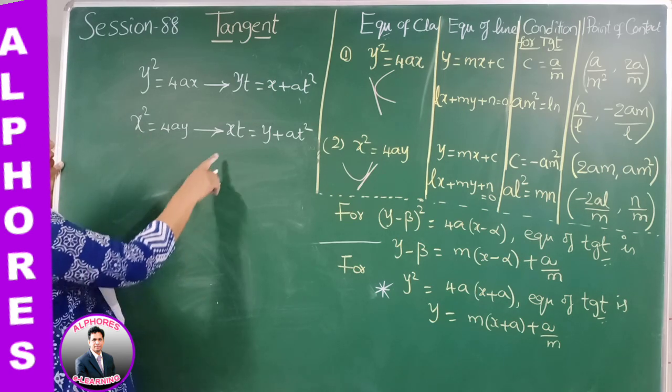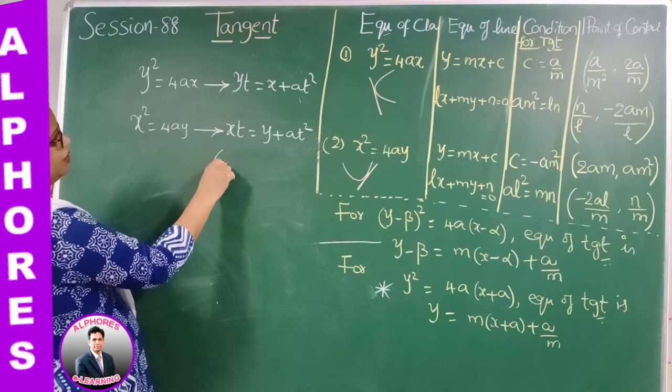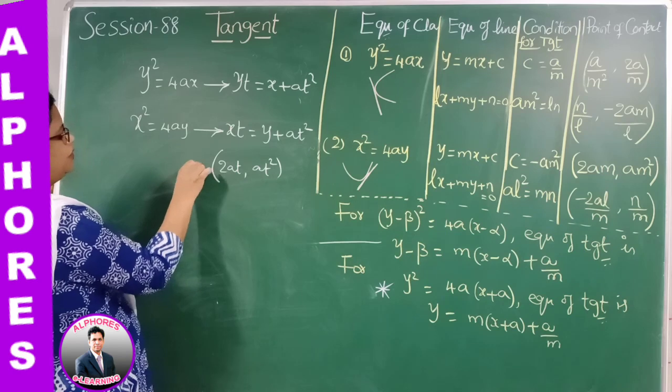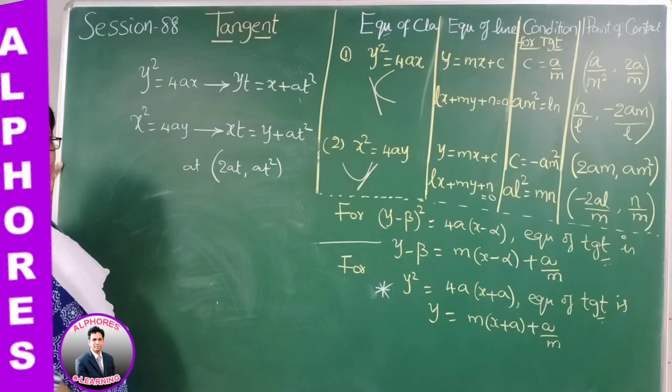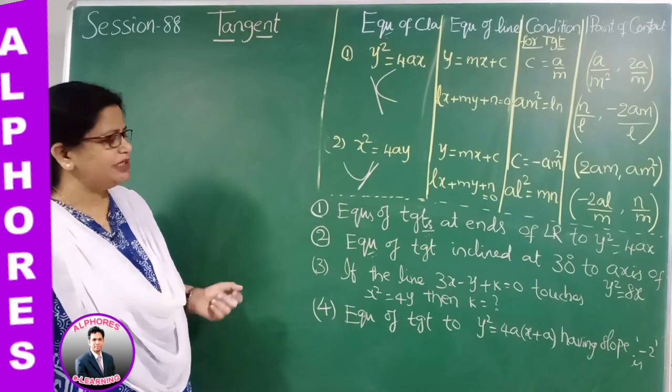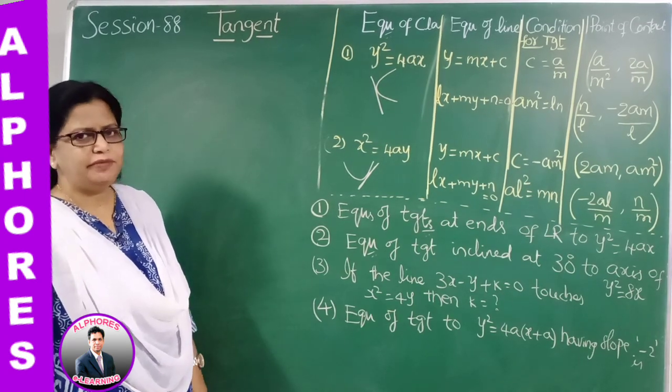Then what about here also? The point is how much? 2at comma at square. At this point you can say this is our tangent equation. Okay. So now, basing on these concepts, let us have a glance at these problems.